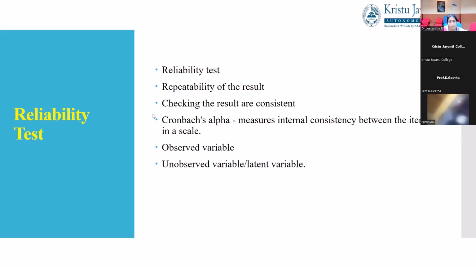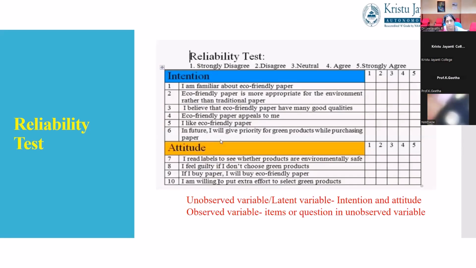If you do that grouping, then we need to go for the reliability test. The reliability test will tell whether all those items are internally consistent or not. If you want to check this, then the reliability test is very, very important. Whenever we talk about reliability, we need to give importance to two things: observed variables and unobserved variables. Unobserved variables are said to be latent variables. Let me explain what is an observed and an unobserved variable.